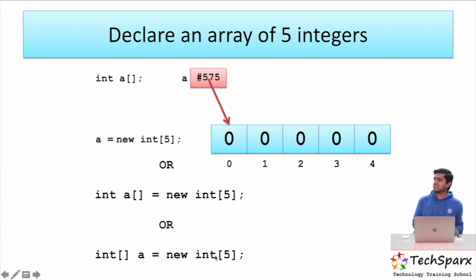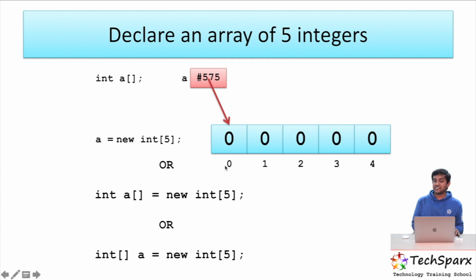Use an operator which allocates memory. What kind of memory? Int kind of memory. How many integers? 5 integers. This is how you declare an array of 5 integers. I would want you to pause this video, write down all of this with a pen in your notebook, then come back and then I will explain a few more things in this slide.